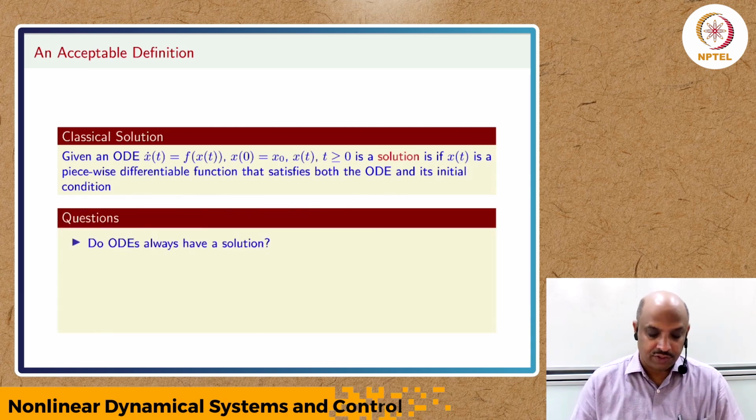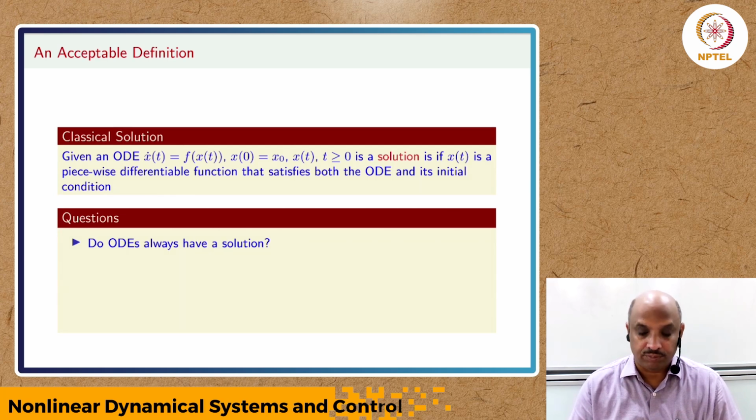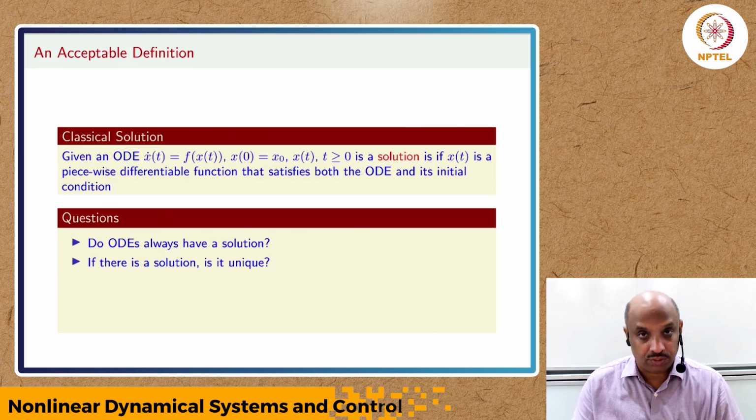So what are the various questions that we have to answer? Do all ODEs have a solution? Right? I mean, it's possible that the ODEs do not have any solution. If there is a solution, is it unique? We have seen that in linear systems that the solution that we derived is indeed unique.